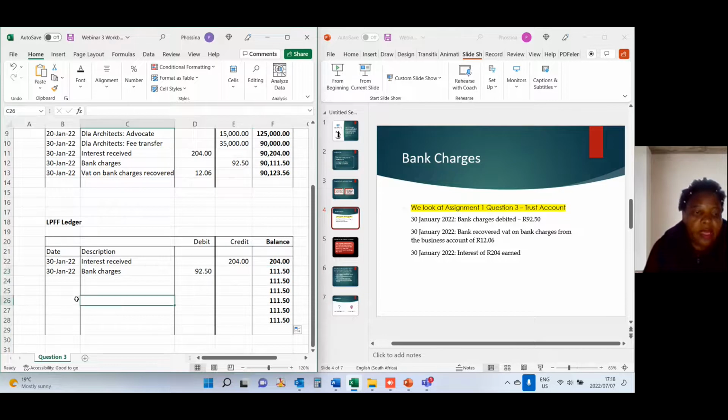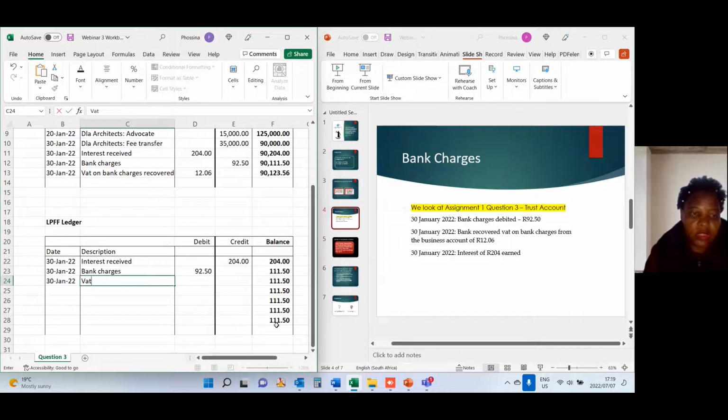Okay, and then there happens to be VAT that we have recovered. So the bank has taken 92.5 and the fund is saying no, the only amount that the firm can deduct is net of VAT. So what the bank then does is go and recover that money on behalf of the fund.